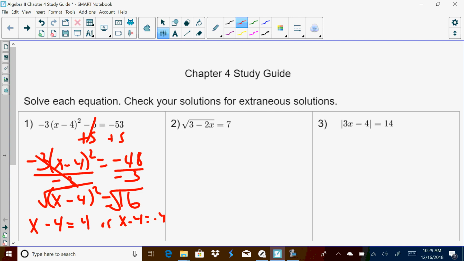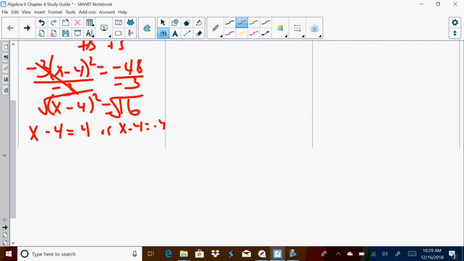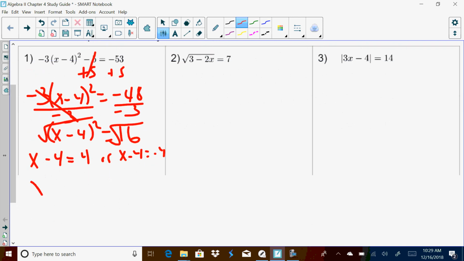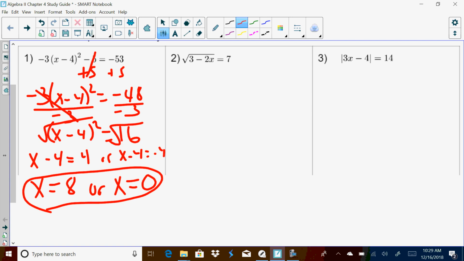So when I solved, I ended up with x equals 8 or x equals 0. When you plug 0 back in, you end up with negative 53. Same thing when you plug 8 back in. So both of them are solutions.